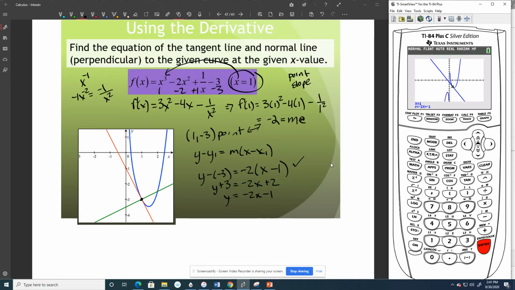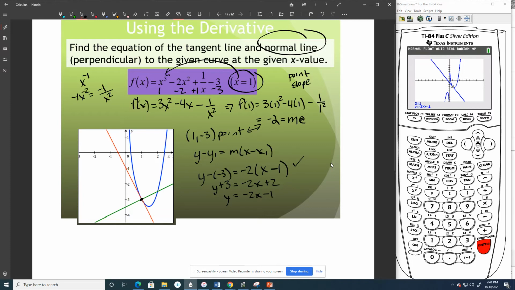Now to find the equation of the normal line, that's not something we've done yet. Remember, the normal line has a perpendicular slope to the tangent line. And in this picture, you can see it right here. It's this green line right here. It's perpendicular to my tangent line.